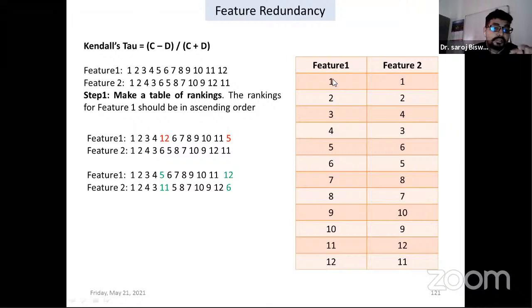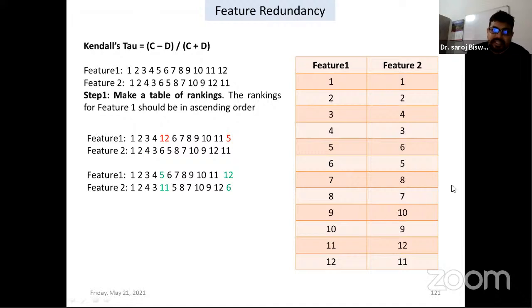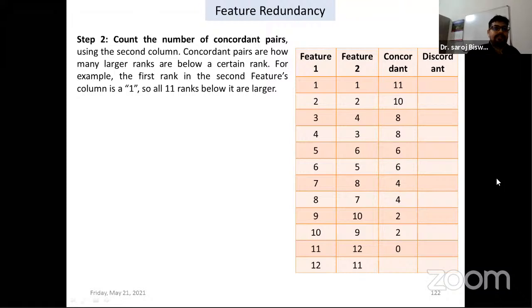The rank of the first feature is already arranged in ascending order in this problem, and their corresponding values are given one by one here. So now the first step is: count the number of concordant pairs using the second column. Now the question: what are concordant pairs?